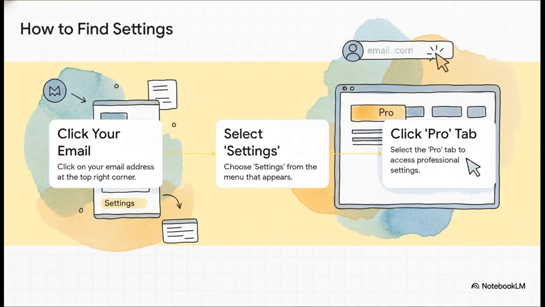Okay, getting to the right spot is literally just 3 clicks. First, you're going to look for your email address, usually right up there in the top right corner of the screen. Give that a click. From that little menu that pops down, you're going to select Settings. Now, that'll take you to the general area, but what we're looking for, the branding stuff, is under the Pro tab. Click on Pro, and boom, you're in. This is your new command center for all things branding.